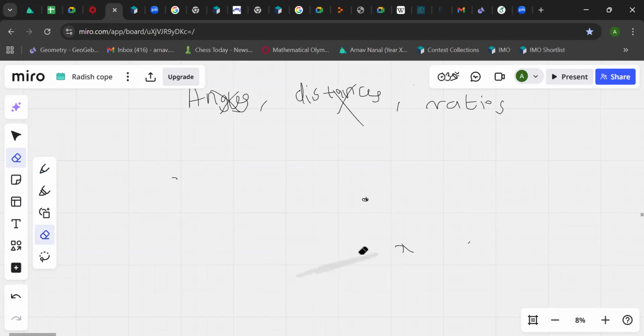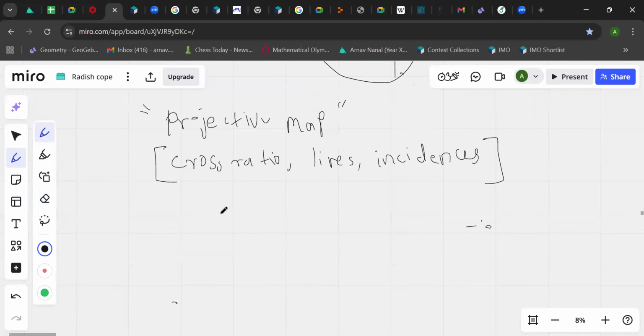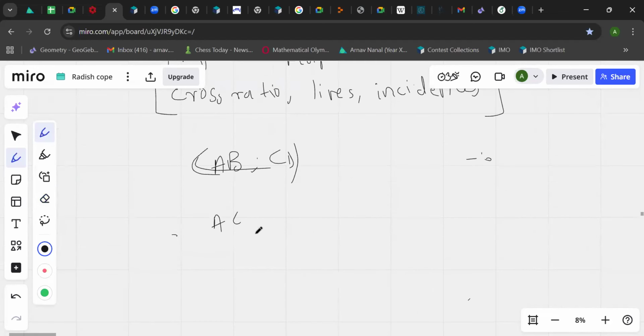So when the thing is actually a circle, we can now quantify the cross ratio on a circle basically the same way. So (A, B; C, D) would be AC upon CB into, what is this? AC upon CB into, where do I get confused? DB upon AD.